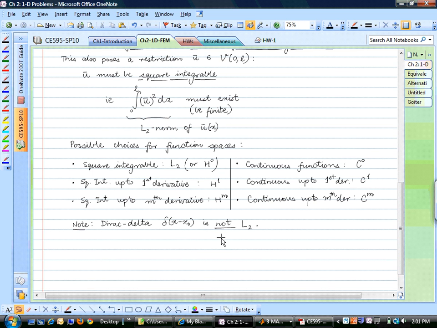I've already mentioned this. If you have a discontinuous function, its derivative is the Dirac delta function, which is not a square integrable function. So if you are trying to approximate a solution, this would not be a good choice.